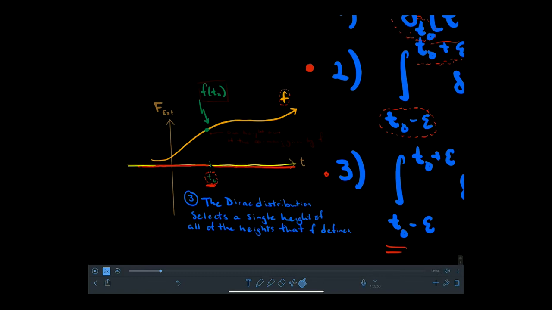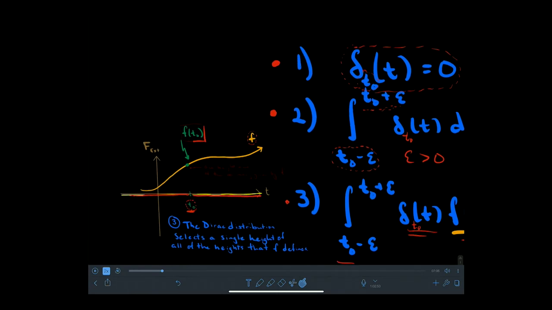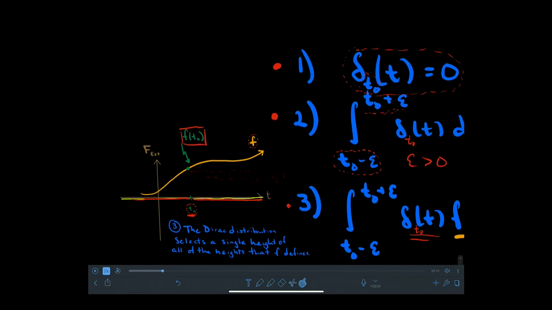Then if I integrate delta against some other function f, the outcome of that is that I select only the height associated with f at that very, very specific moment. So one height out of the infinitely many given by f. Okay. So that is the notion of a Dirac function.